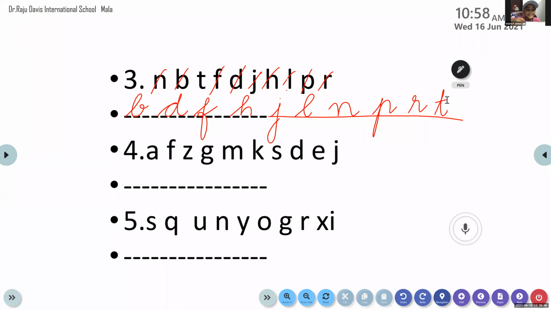So this is the way you have to do this exercise. This exercise is quite easy. Nothing much to think about, only you have to be thorough with your English alphabet. Okay, children? So once you finish with this, we'll move on to the next question, the similar question, question number 4.